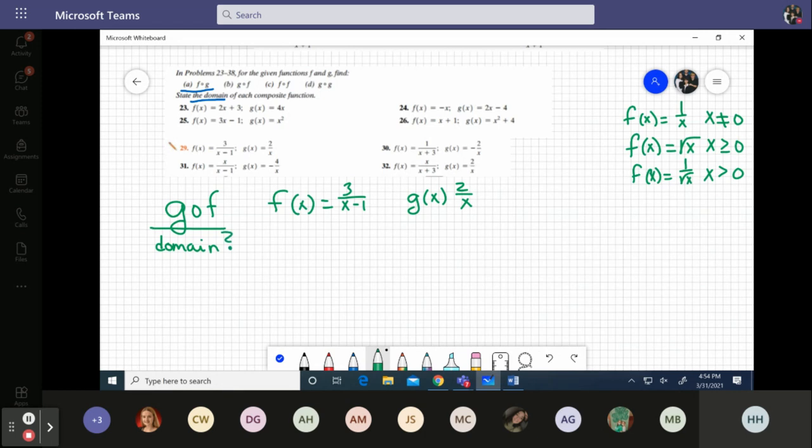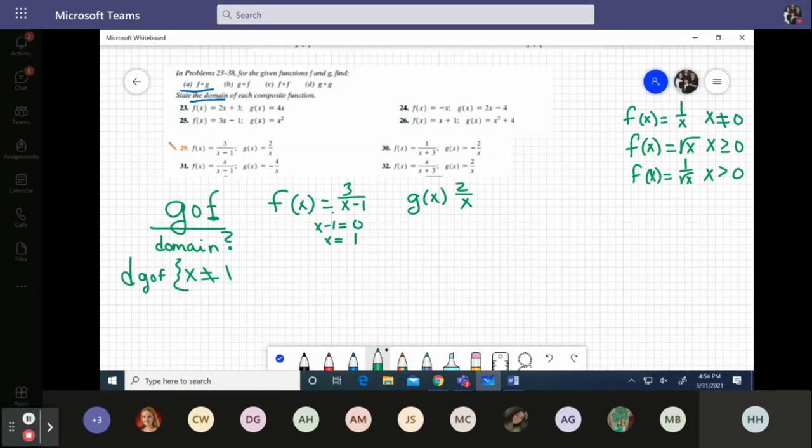Start with your inside function. F of x, x minus 1 equals 0, so x equals 1. That gives me the domain for g of f is going to start with x cannot equal 1. Any restriction for the inside function automatically goes in. Okay?